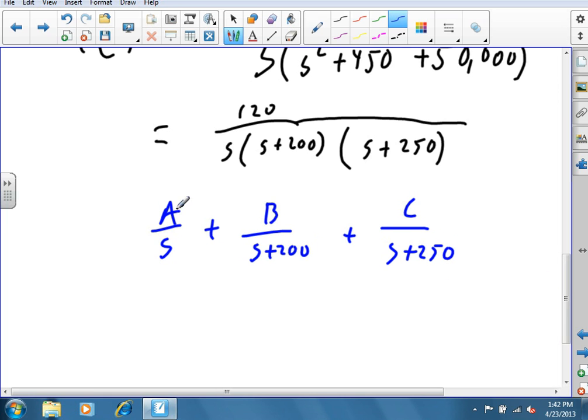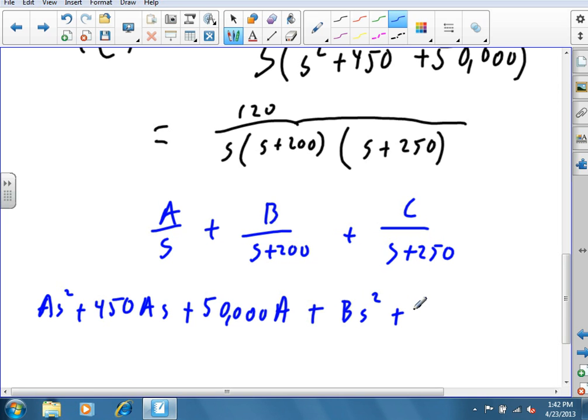Okay, now we're going to go the other way. And I have A over S squared plus 450 S plus 50,000 A plus B over S squared plus 250 S plus C over S squared plus 200 S. And when I get done, that has to equal 120 because that's what's on top.